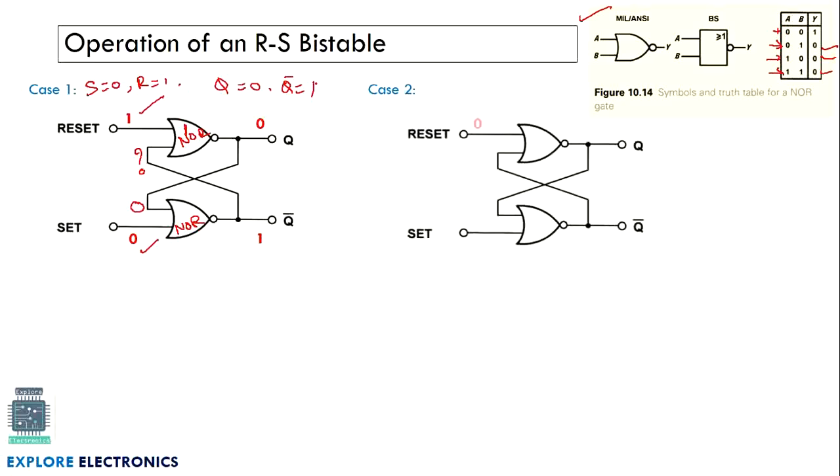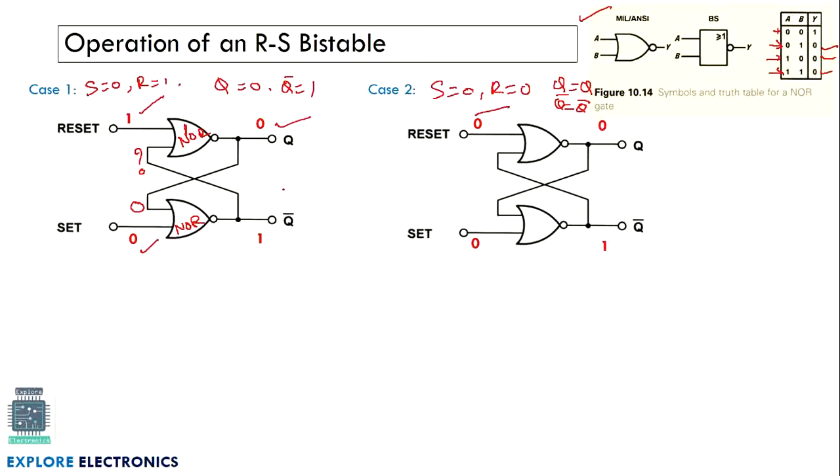Let us analyze case 2 by giving 0 0 inputs. When reset is 0 and set is also 0, what will the output actually be? In this case, this RS bistable is going to give the same output as the previous case. You can see here, if the two inputs are 0 0, R is 0 and S is 0, the output of the flip-flop will be Q same as Q and Q bar same as Q bar.